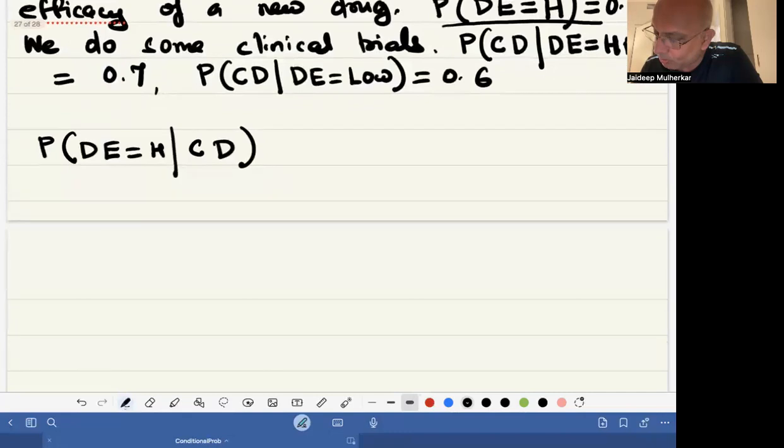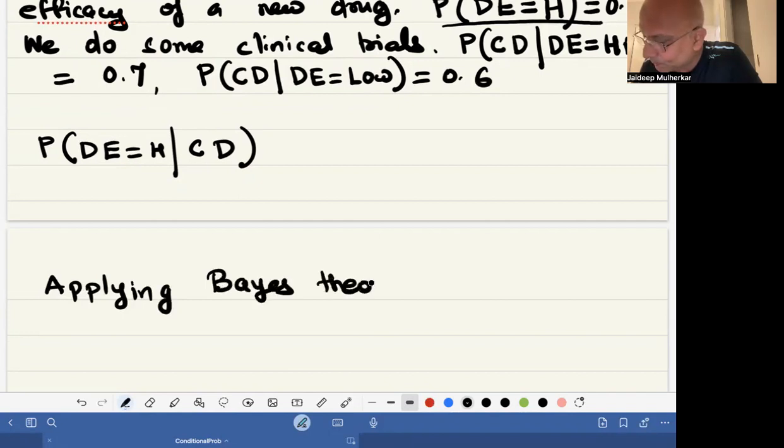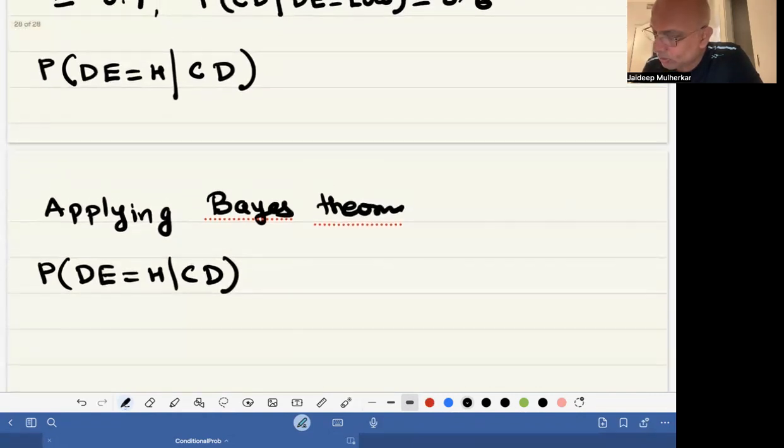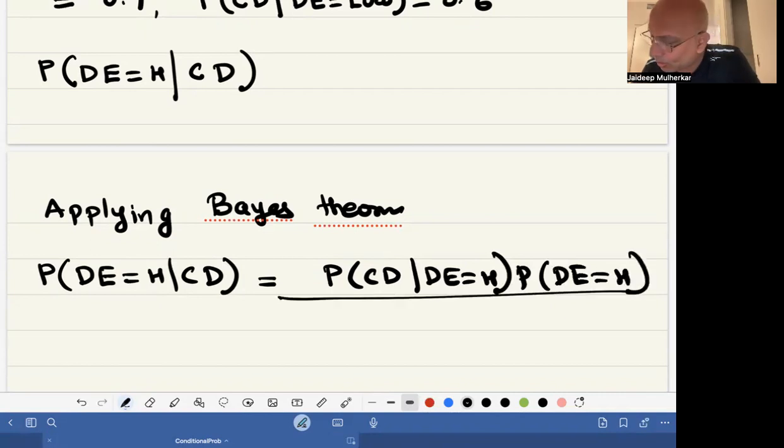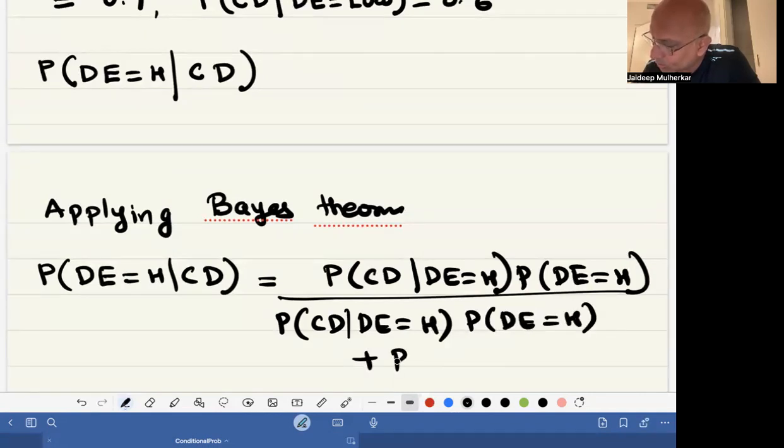Okay, so now we apply Bayes' theorem. In Bayes' theorem the right-hand side flips, so this becomes the probability of CD given DE equal to H, times the probability of DE equal to H. And then in the denominator, we get this term, plus CD given the complement of this event, which is that efficacy is low.